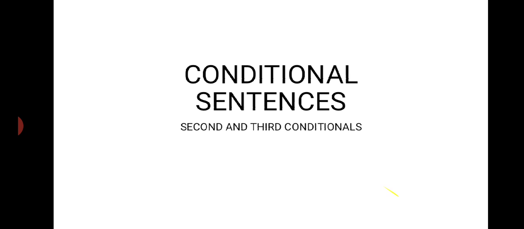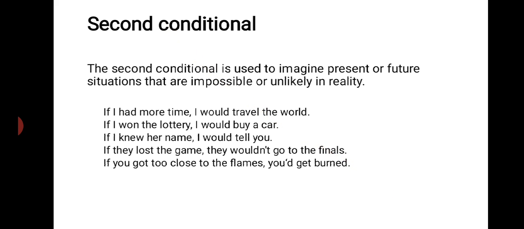So now moving on to the second conditional sentences. The second conditional is used to imagine present or future situations that are impossible or unlikely in reality. Second conditional sentences are useful for expressing outcomes that are completely unrealistic or will not likely happen in the future. And the correct way to structure second conditional sentences is to use the simple past in the if clause, or we can say in the conditional clause, and would in the main clause.